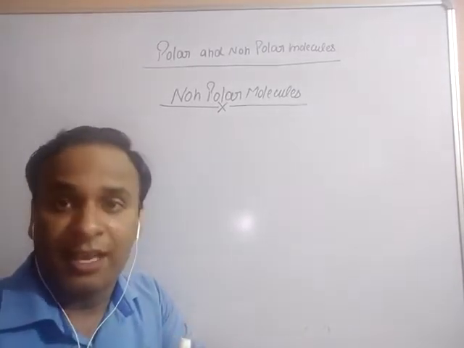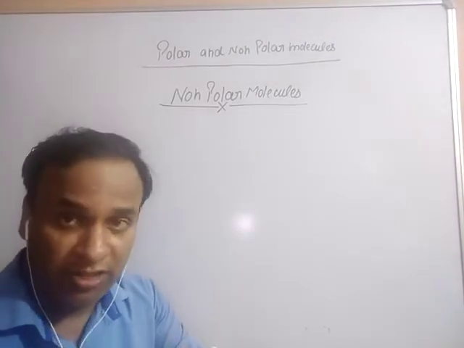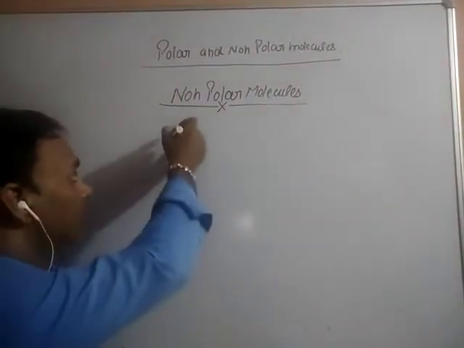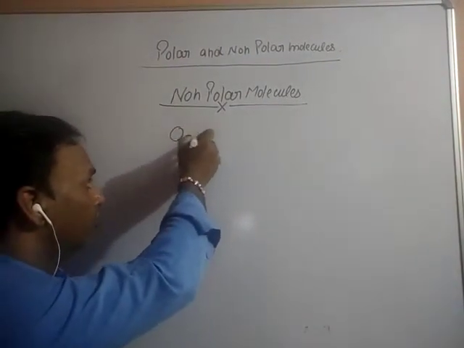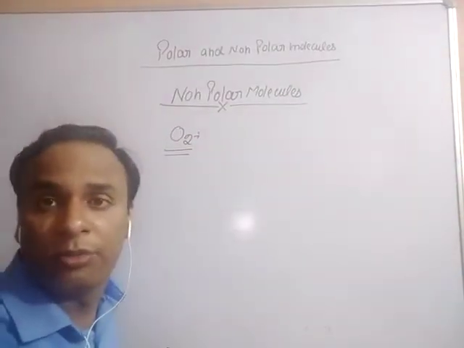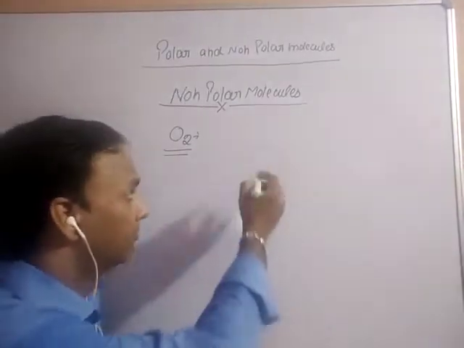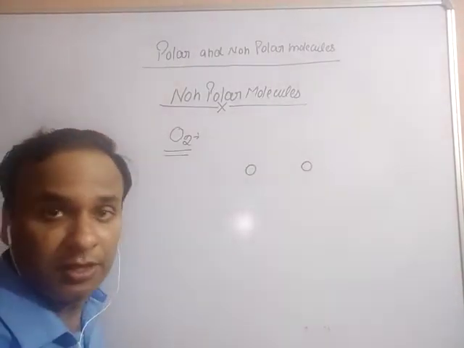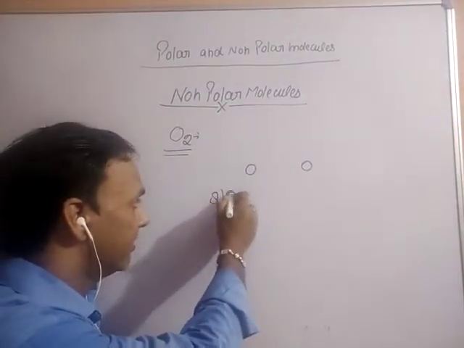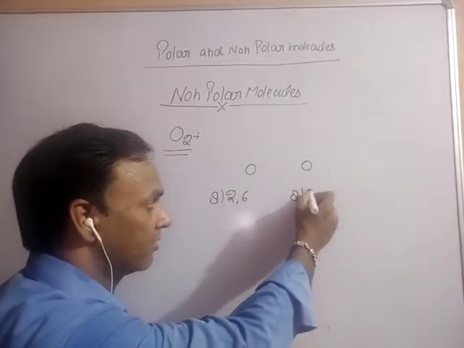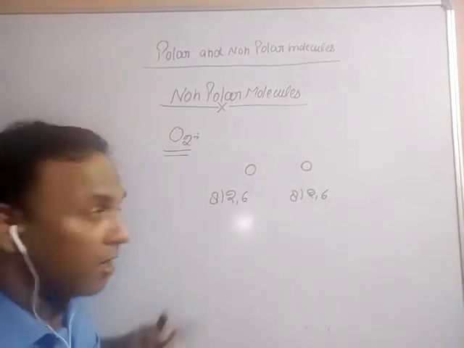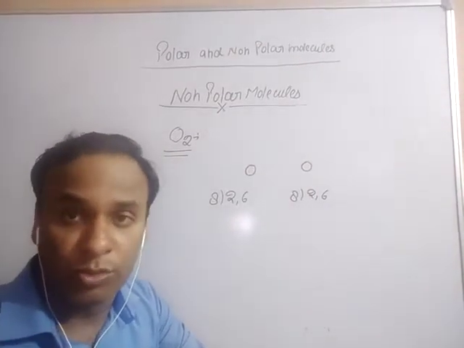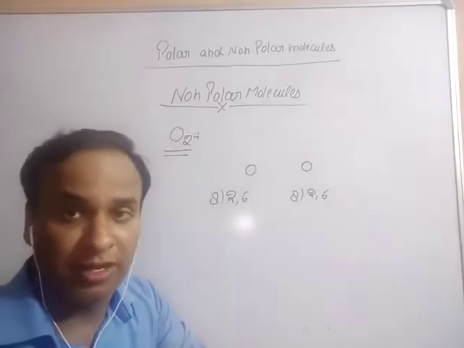Now, one more example of non-polar molecules such as oxygen. When we talk about oxygen, O2. In this molecule, both the atoms are the same, meaning oxygen and oxygen. Clear? Atomic number of oxygen is 8 and its configuration is 2, 6. Both the atoms require 2 electrons. That's why its covalency is 2, meaning both the atoms share 2 electrons. Clear?